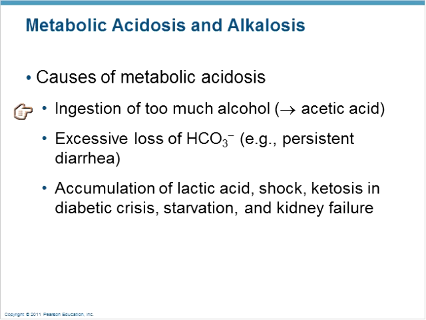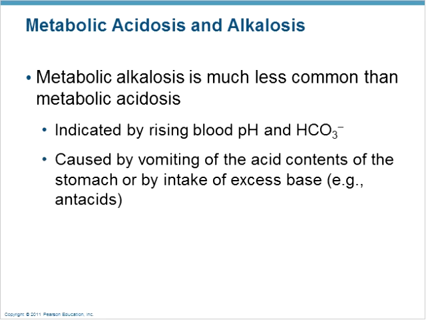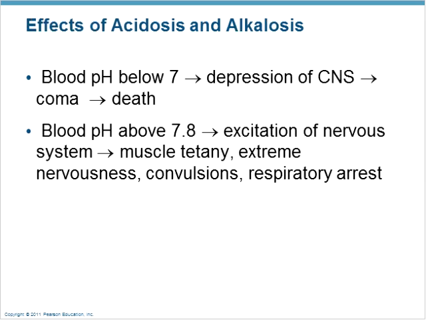The causes of metabolic acidosis include ingestion of too much alcohol, which causes absorption of acetic acid, excessive loss of bicarb due to persistent diarrhea, or the accumulation of lactic acid through shock, ketosis in diabetic crisis, starvation, or kidney failure. Metabolic alkalosis is much less common than metabolic acidosis. It's indicated by a rising pH and also bicarb. So it's caused by vomiting of acid contents in the stomach or by the intake of excess base, i.e. antacids.